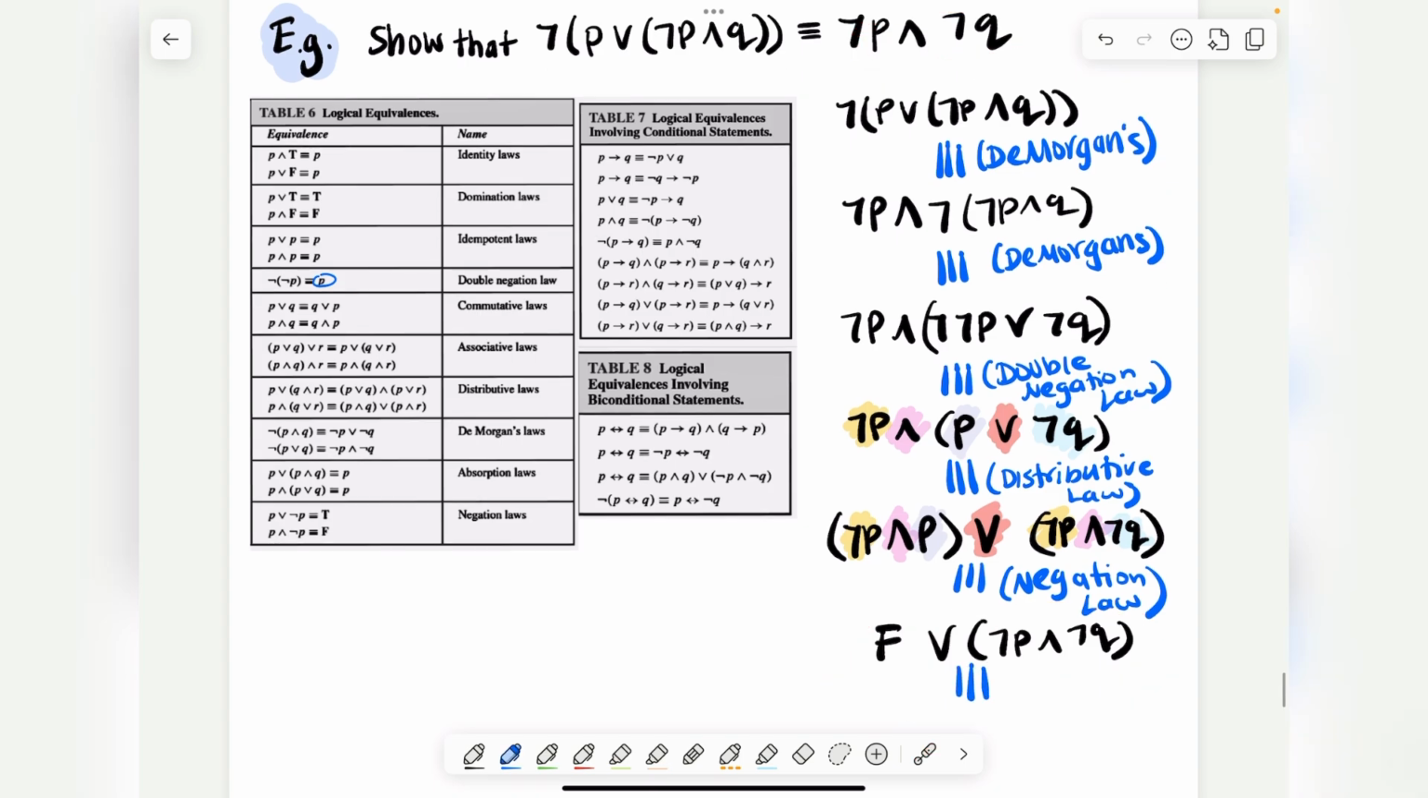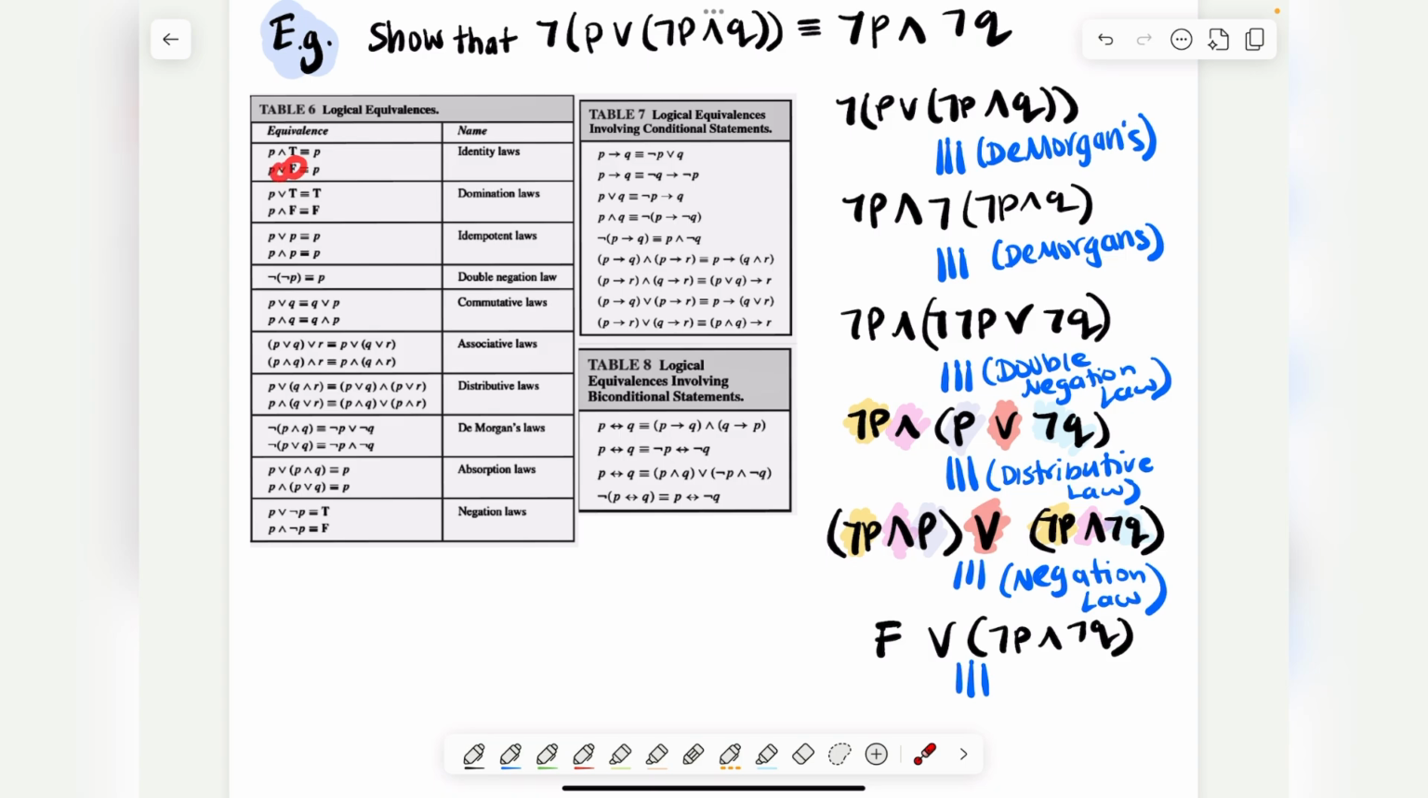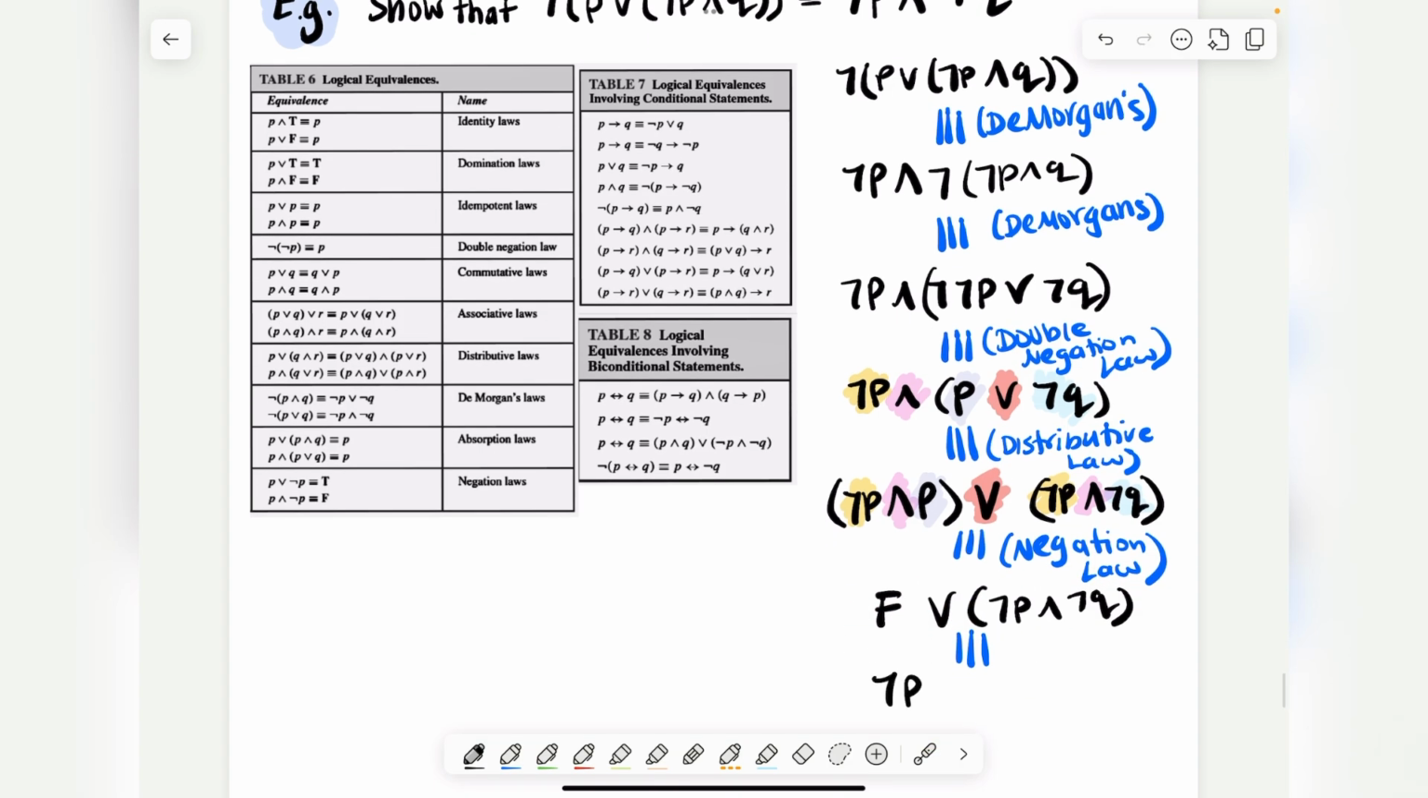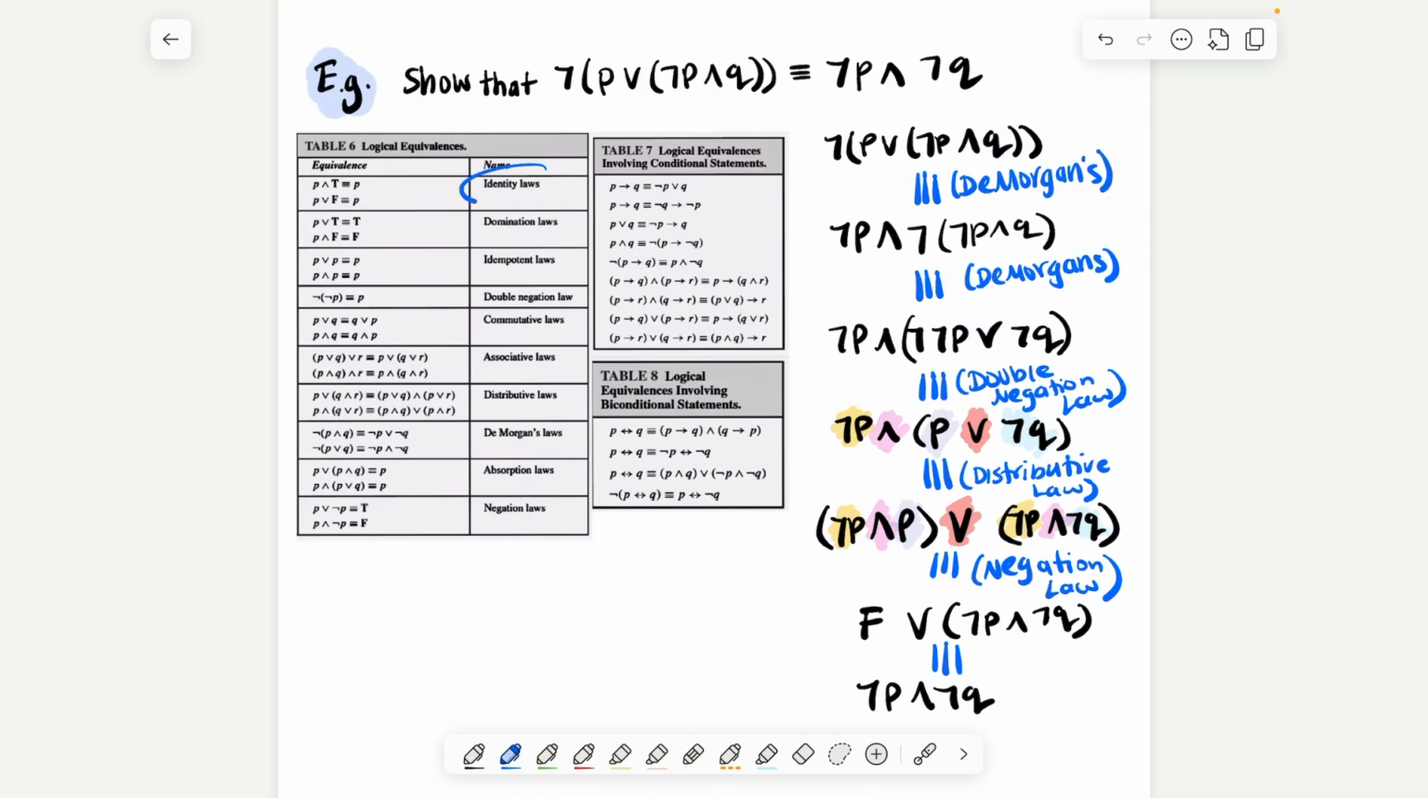So we keep going. What is this equivalent to? Well, here we have false or something. That's exactly what we have over here. So what is it saying it's equivalent to? It's saying it's equivalent to that something. So in other words, when you have false or something, you could just get rid of it. It's going to be that something. So we're going to have this be equivalent to not P and not Q. So this is the identity law.